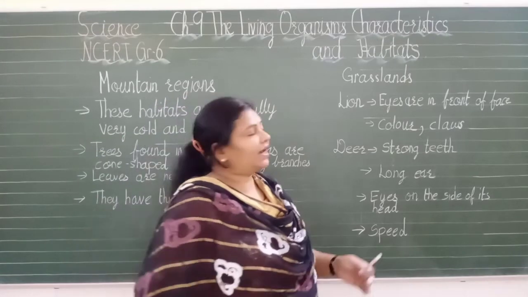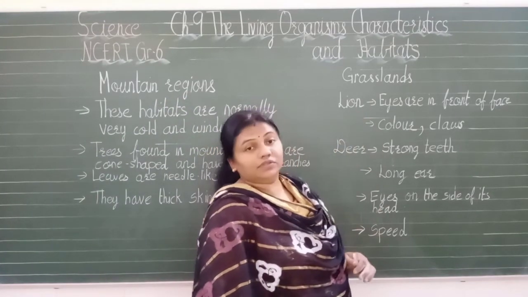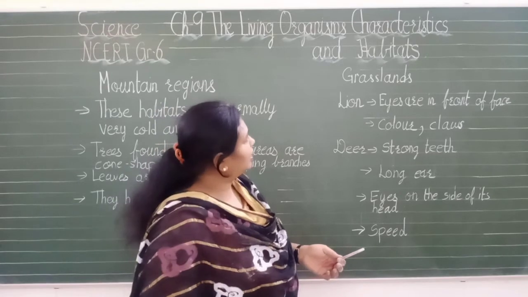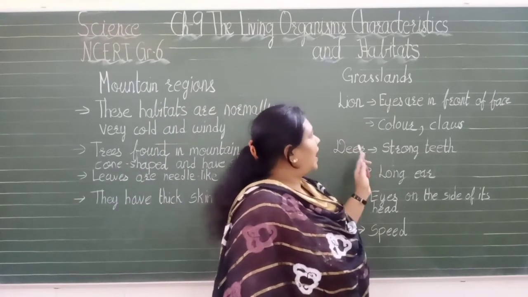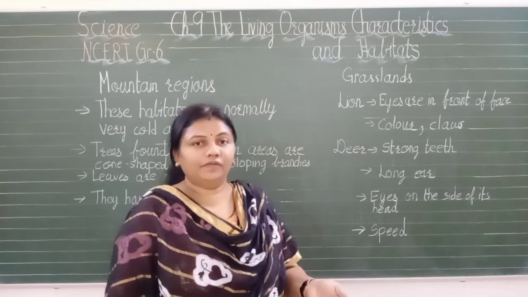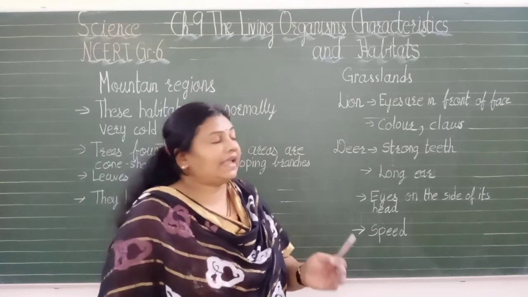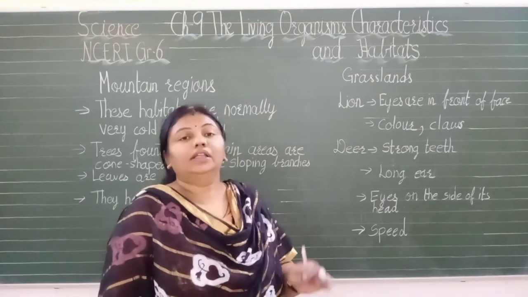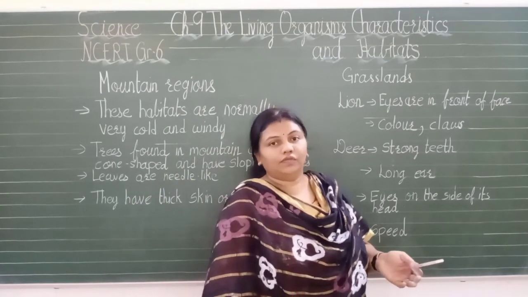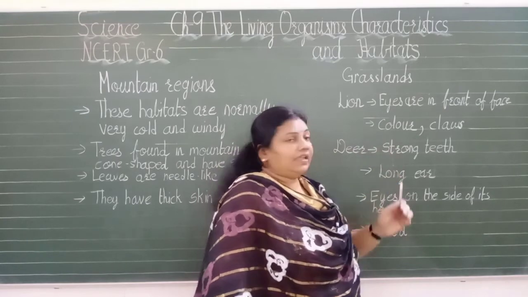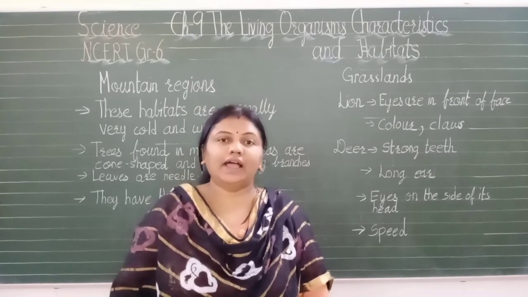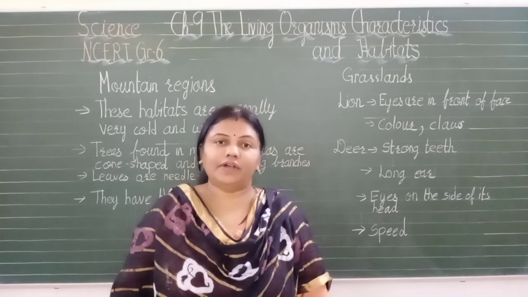Now let us see about the grasslands. Yes, in grasslands we have seen that lions, tigers and many other animals are living. Let us see what features the lion has. The eyes of lions are in the front of the face, which helps to find its prey very easily. For its food, nature has given the eyes in such a location that it can easily see the prey, the other animals which it wants to eat. Even the color of the lion is brown, which helps it to hide inside the forest. It can easily hide from the other animals and it can easily find the prey.